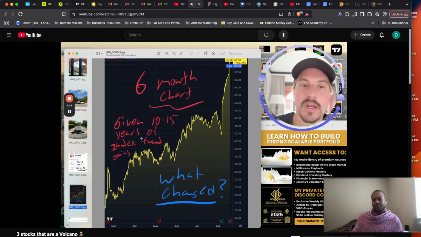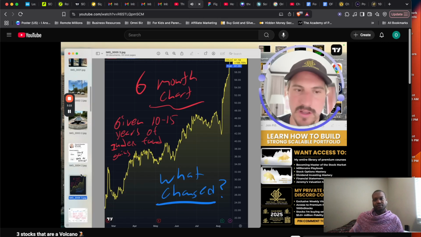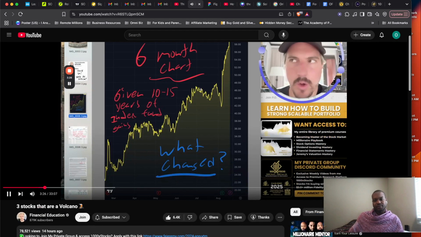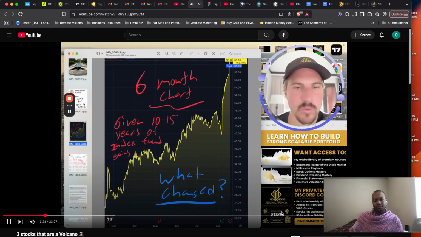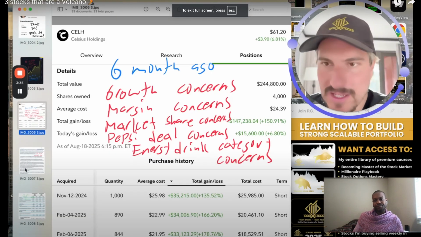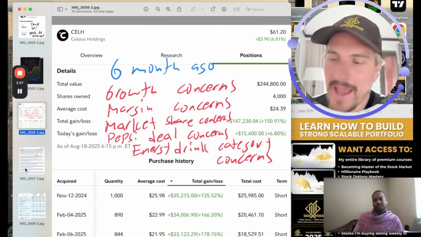It's insane, right? So the question you have to ask yourself is, a stock like this just gave you 10 to 15 years worth of index fund gains in a 6-month span. What changed with the business? There must have been something fundamentally changed in a massive way for this company, right? Well, if I take you back to 6 months ago, what happened?